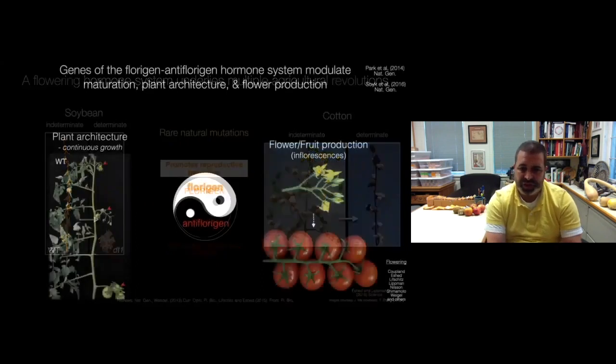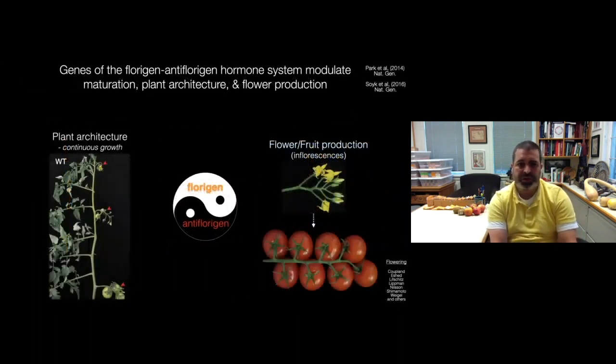There's a similar situation in tomato, which is our system of choice, and it has to do with modification of primarily plant architecture, where tomatoes, if you've grown them in your garden, you've noticed perhaps that many of the varieties have this continuous, very tall, lanky, bushy growth pattern, which is typical of the wild ancestors of tomato as well as the early domesticated forms.